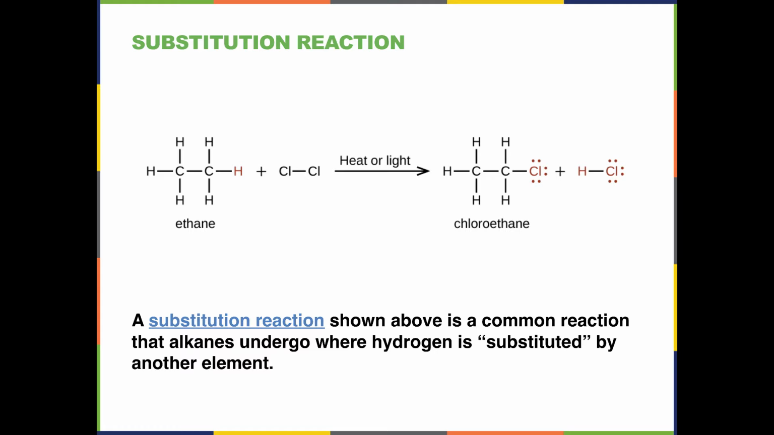This is what's known as a substitution reaction. A substitution reaction is a common reaction that alkanes undergo. This is a situation where the hydrogen is substituted by something else, in this case by a chlorine atom. And so you have ethane exposed to chlorine gas in the presence of an energy source, either heat or light, and one of the chlorine atoms replaces a hydrogen, and you end up with chloroethane and hydrochloric acid. Now this is the simplest substitution reaction.